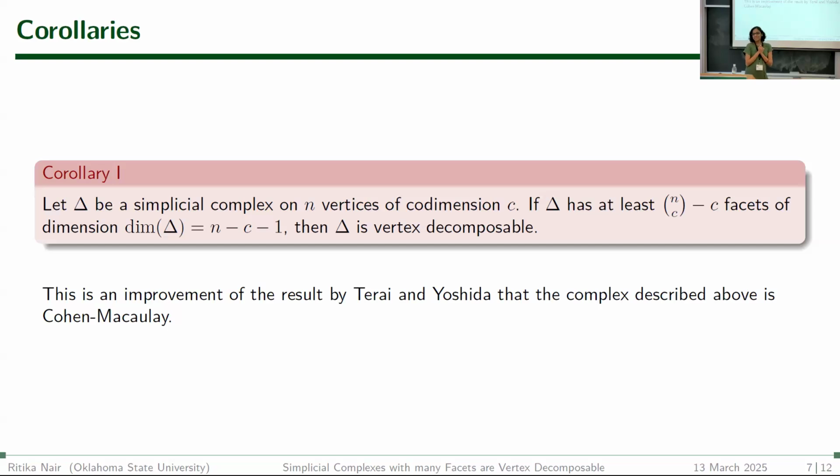Well, even though the statement doesn't say it, just to give it out there, in the recipe, if you have a complex satisfying this condition, it will end up being pure. That's the reason we don't need this in the hypothesis. Okay, and once it's pure, it sort of follows as a corollary from the previous result.